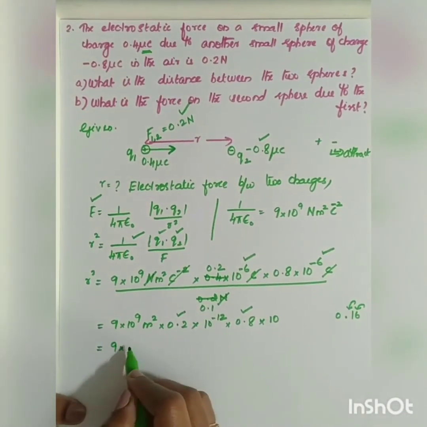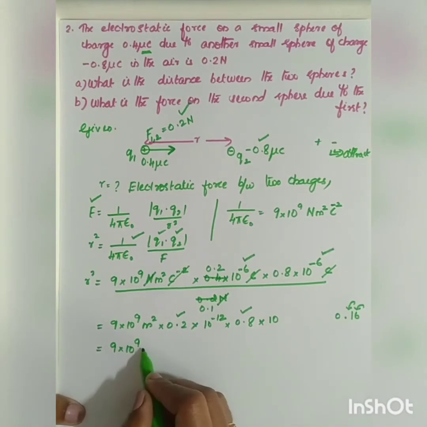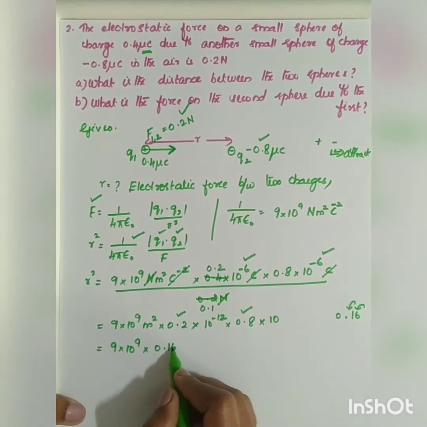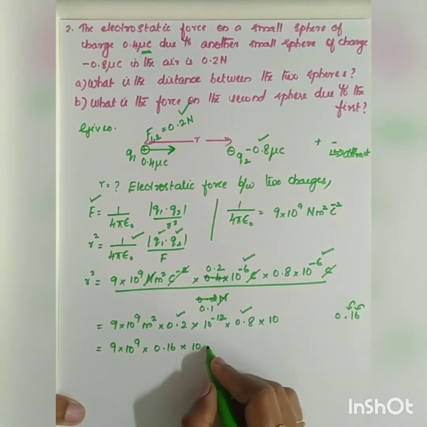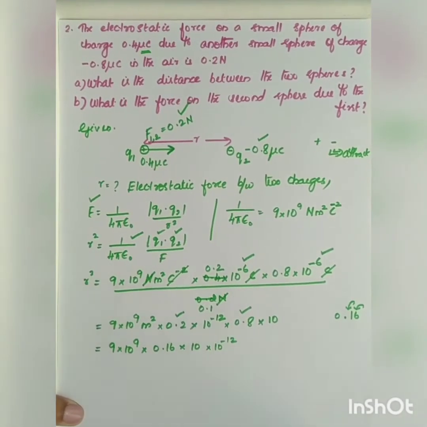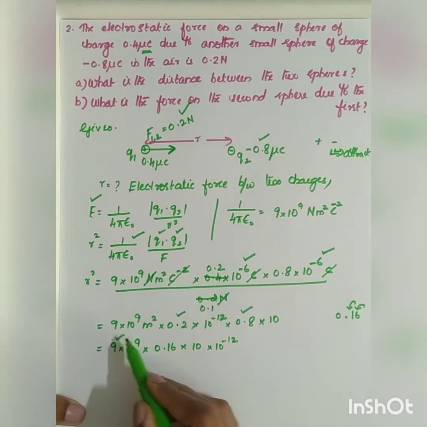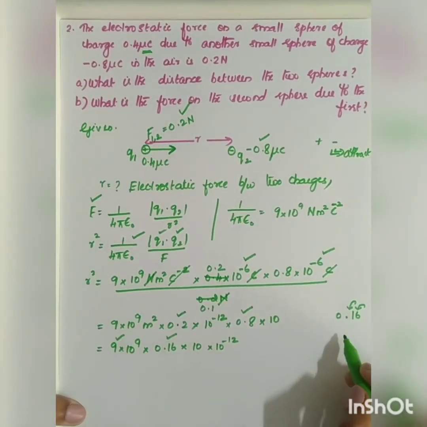So 9 into 10 raised to 9 into 0.16 into 10. Okay, this is your answer. So I have left something, yeah, 10 raised to minus 12. Okay, now can we multiply again? Here it is decimal multiplication, so follow the same rule.